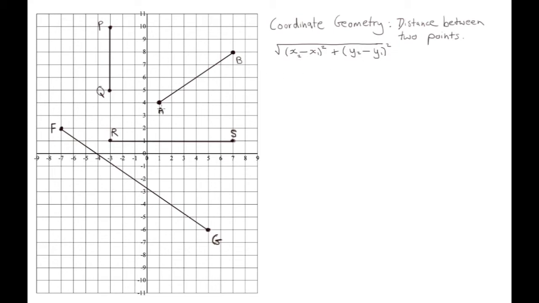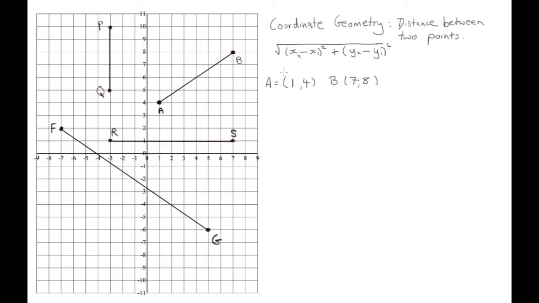So first thing we need to do is identify the two coordinates. So we need to find out what is the coordinate for A and what is the coordinate for B. So A is above 1, and it's level with 4, so it's (1, 4). And then B is above 7, and B is level with 8. So now we have our two coordinates.